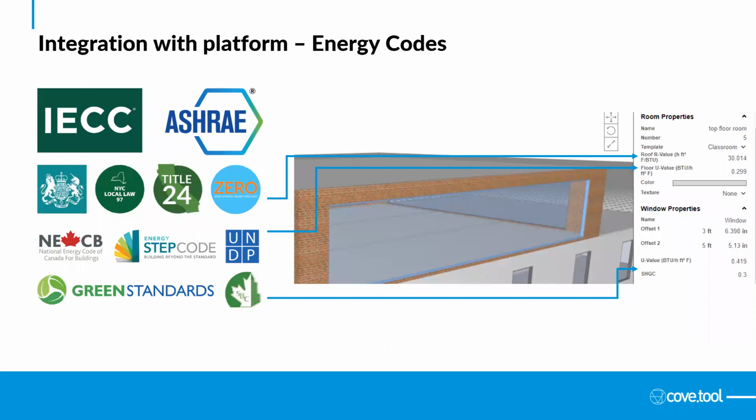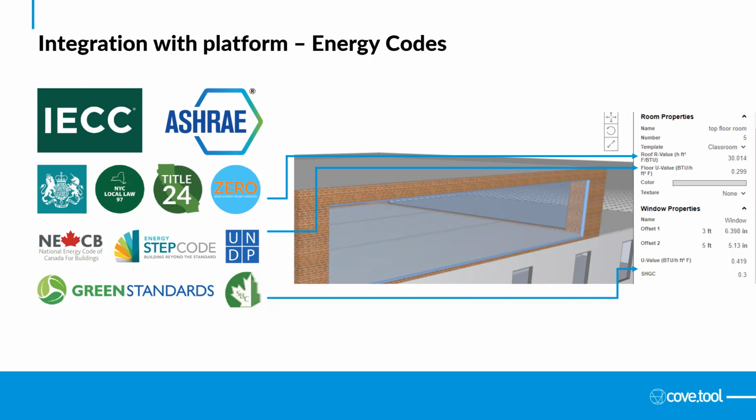The next thing that we have integrated is the energy codes. So in the base cove.tool application, we've done a lot of research and work already to automate energy codes based on location for projects. So if you have a project in California, we know that's following Title 24. We've already documented what's the minimum R value allowed for roof for the energy code. That's in our database, and we can simply look it up.